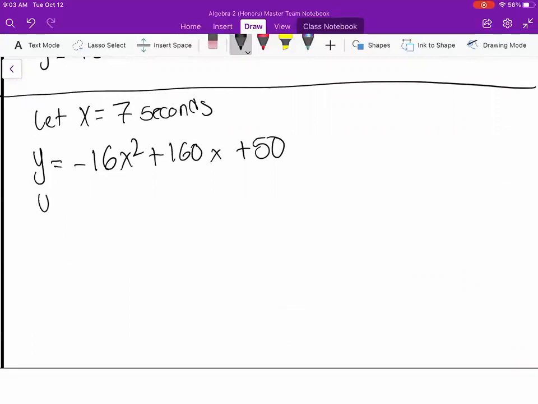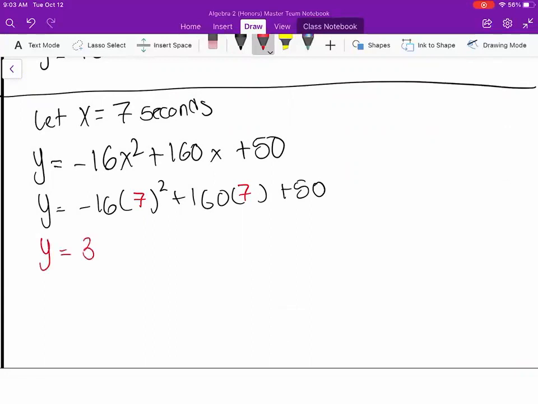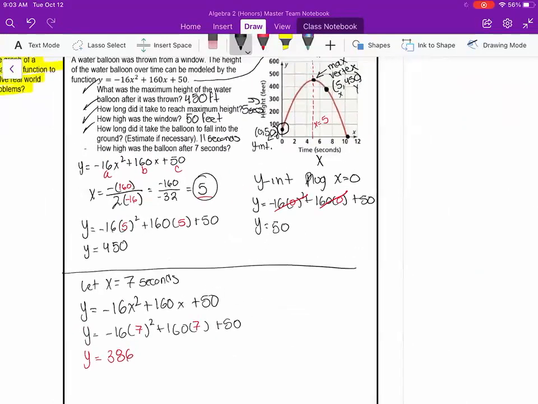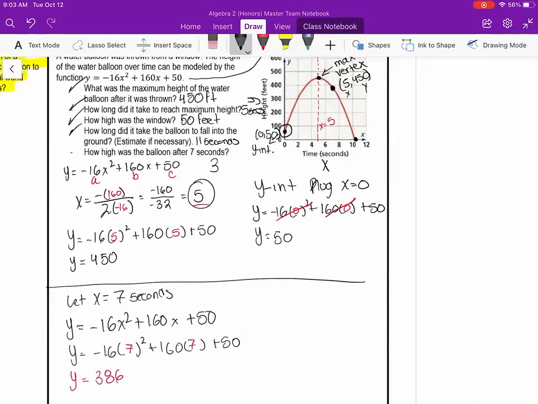And let's just plug it in. Notice that I'm going to put it in parentheses first. And now I'm going to go ahead and plug in 7 seconds. I'm going to go back to my calculator because I'm not going to complicate myself, and just plug it into the calculator. And the calculator says y equals 386, which means that after 7 seconds, your balloon is 386 feet high.